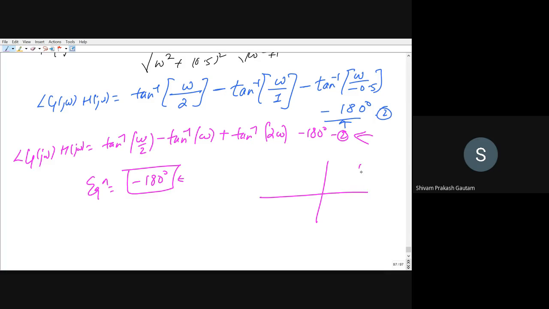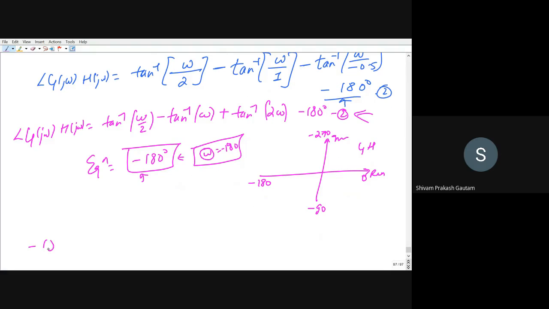If you can remember, this is our GH plane, this is our real part, this is our imaginary part. This angle is 0 degree, this angle is minus 90, this angle is minus 180 degree, this angle is minus 270 degree. So what I will do, I will equate equation number 2 to minus 180 degree and calculate the different values of omega so that our phase can be minus 180 degree.